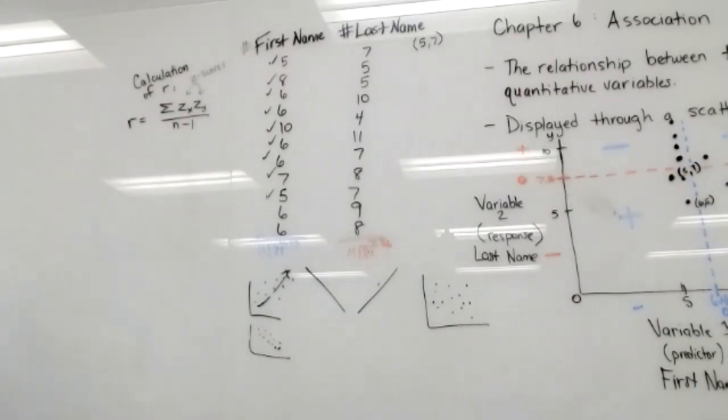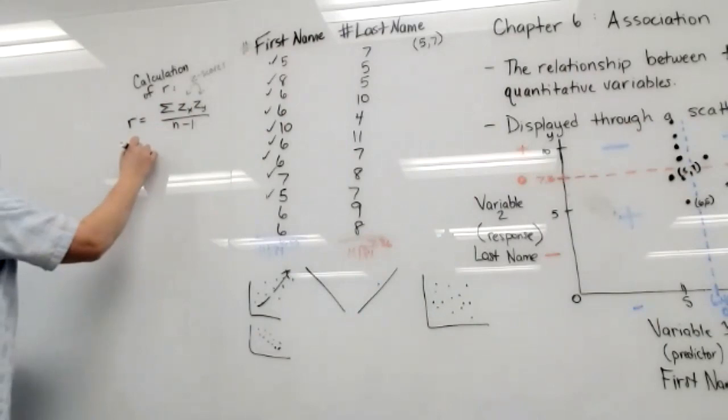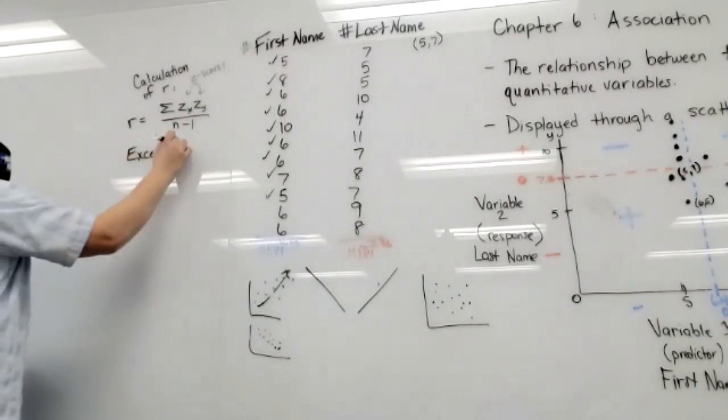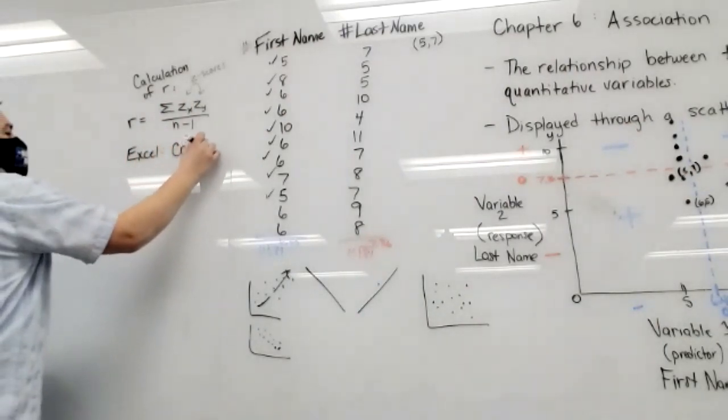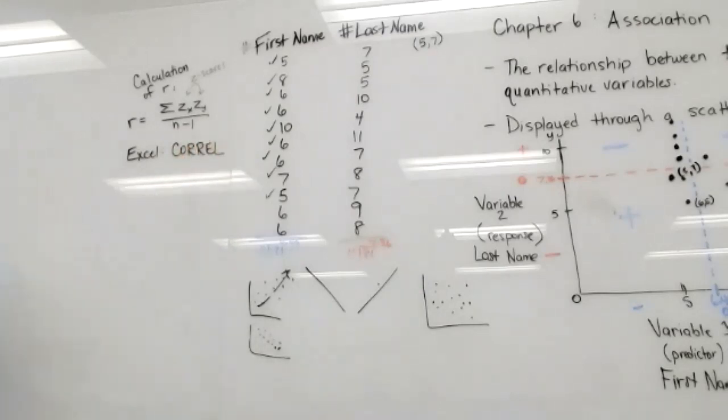And the Excel command is CORREL for correlation. I'm going to bring it up real quick and calculate it for you, just to see if we in fact do get a negative correlation coefficient.